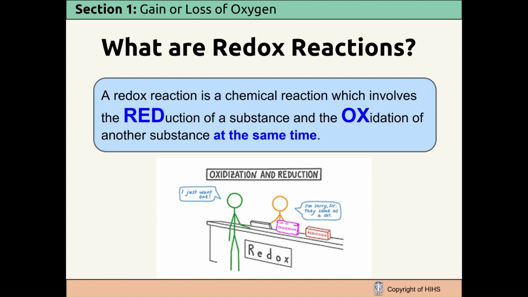A redox reaction is when a chemical reaction involves reduction and oxidation, and it occurs at the same time. Okay, so based on the understanding of the redox reaction and the application in this cartoon, we can see that reduction and oxidation come in a set. You cannot choose either one. If something is reduced, something must be oxidized in a chemical equation. So always remember, if there is a reduction, there must be an oxidation. It always is in a set.